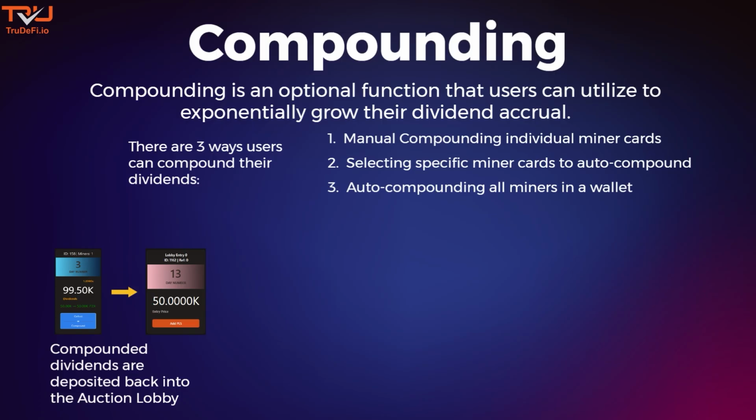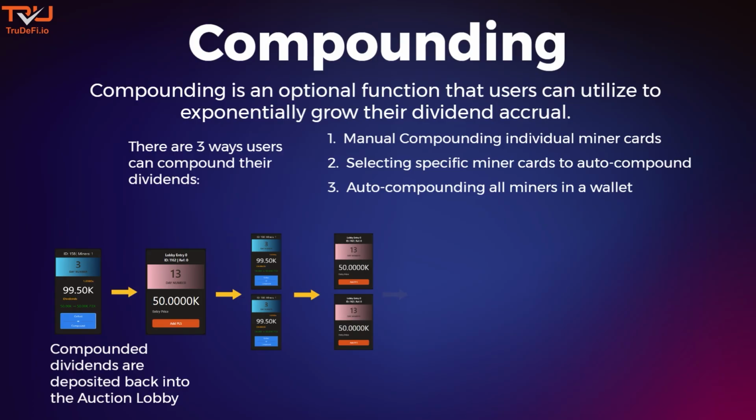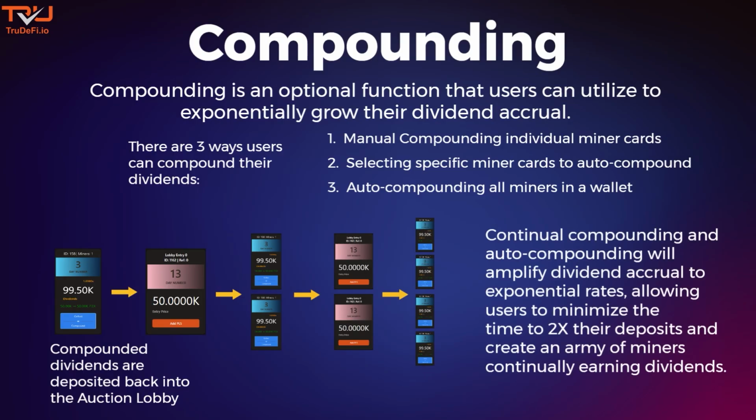So when a miner starts earning dividends, it can be compounded, and those dividends are sent back to the auction lobby as deposits. Now this can happen over and over again as the user desires. So continual compounding and auto-compounding will amplify dividend accrual to exponential rates, allowing users to minimize their time to 2x their deposits and create an army of miners continually earning dividends.